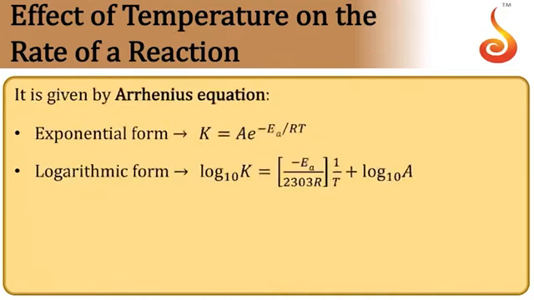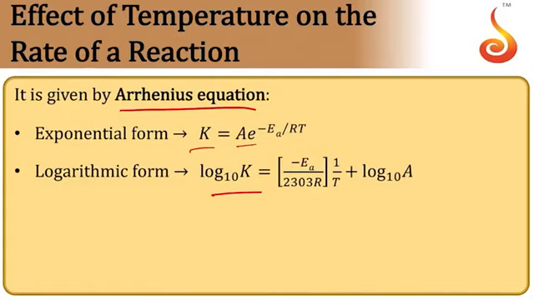Then the relation between T and K is given by the Arrhenius equation, where K is given by A into e to the power of minus EA by RT. If you take the logarithmic form, finally you get log K is equal to minus EA by 2.303 into 1 by T plus log A.